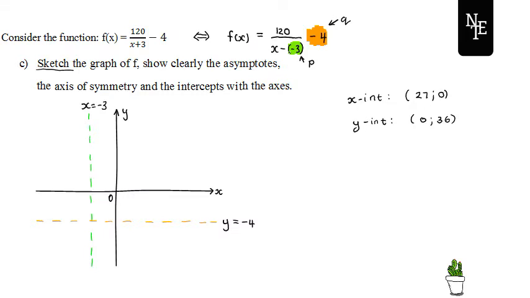Now the last thing that we can check is this value of a, right? And we see that a is greater than 0, which means that we are going to be in our positive quadrants, and the positive quadrants are your first quadrant and your third quadrant, right? So I'm just going to quickly sketch in the graph of f.